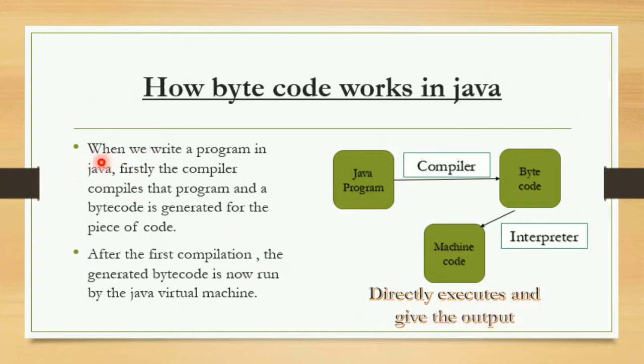So guys, let us revise it first. When we write a program in Java, first the compiler compiles the program and makes a bytecode. So the first Java program will be compiled and create a program called bytecode, and then it will go to the interpreter and create machine code, and then go to the virtual machine. Let us understand it also.